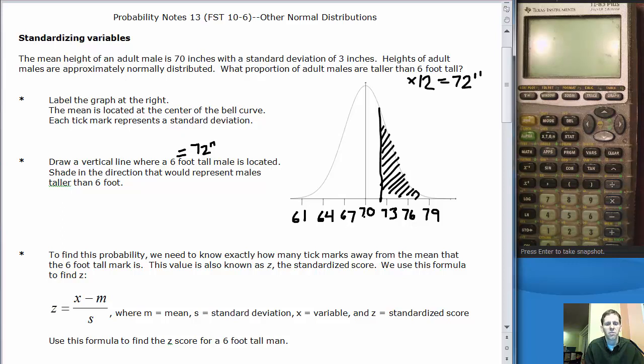To find this value, we need to calculate z, which is known as the standardized score, or the z-score. We can find this value by using the formula z equals x minus m over s, where m is the mean or average, s is your standard deviation, x is the variable we're working with in the problem, and z is the standardized score. We're going to use this formula to find the z-score for a 6 foot tall man, and here's how it's going to work.